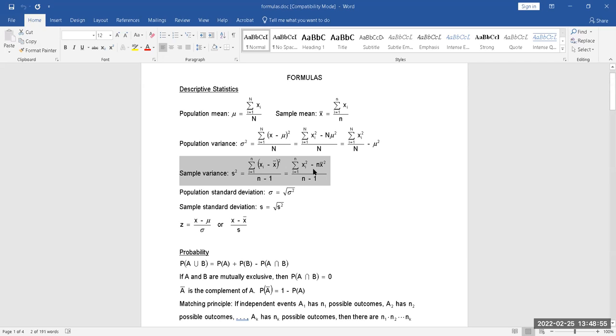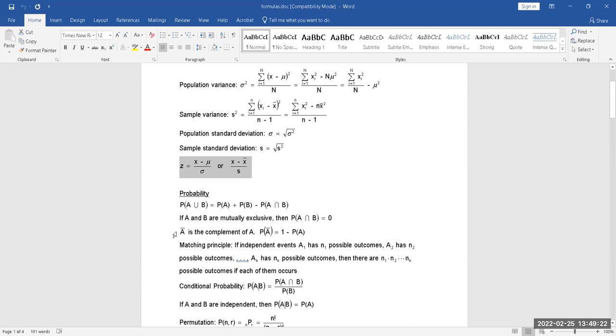We did the second version. That was my shortcut. Sum of the squared scores minus n, mean squared. That's a really fast formula. You like that one. Then I said everything else is the same. Population definition for standard deviation is the square root of variance. Same thing for sample. Population z-score, score minus mean over standard deviation, same as sample. Those formulas don't change. The only formula that's actually different is variance, and it's slightly. Right, here's where the probability again.